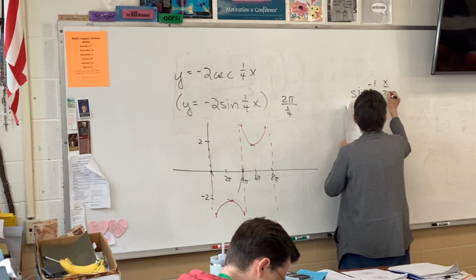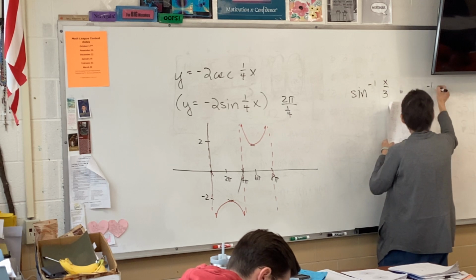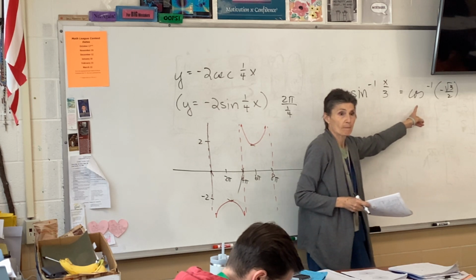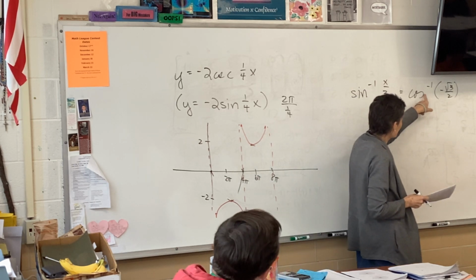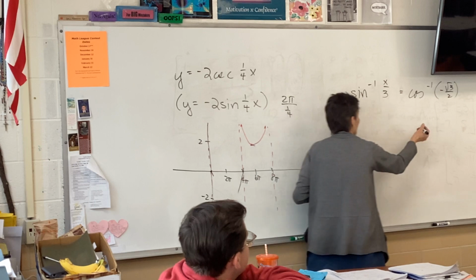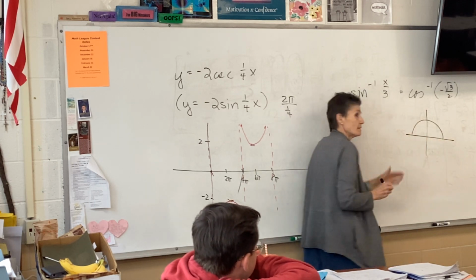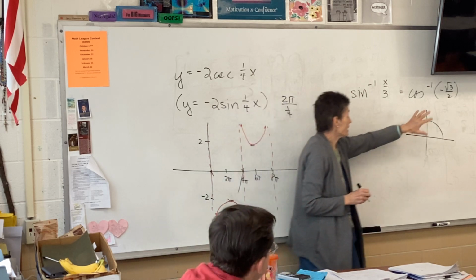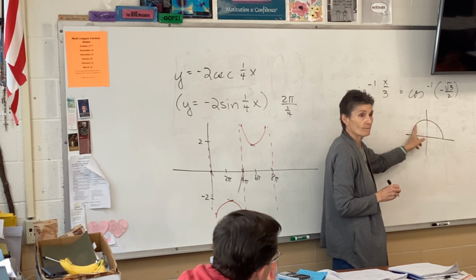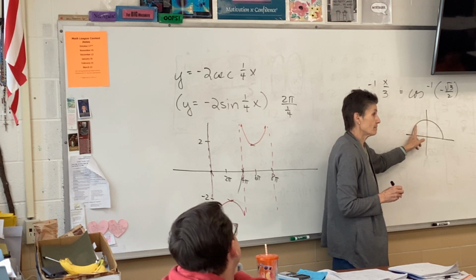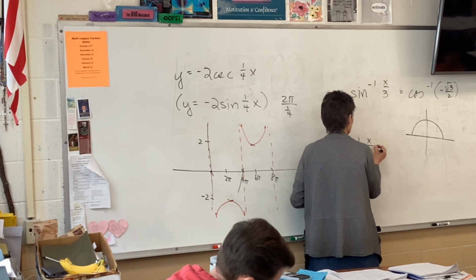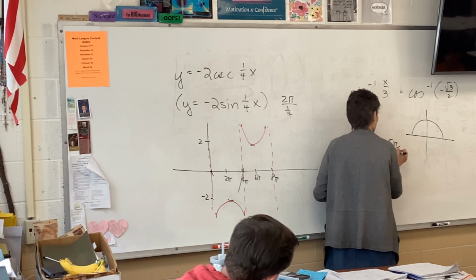Sine is x over 3, is the angle whose cosine is negative root 3 over 2. Well, let's figure this out first. This says the angle whose cosine is negative root 3 over 2. Remember, with this notation, you are limited to 0 to pi. So the answer to this is going to be here somewhere. Isn't it going to be over here? What angle is that? 5 pi over 6. So the angle whose sine is x over 3 is 5 pi over 6.